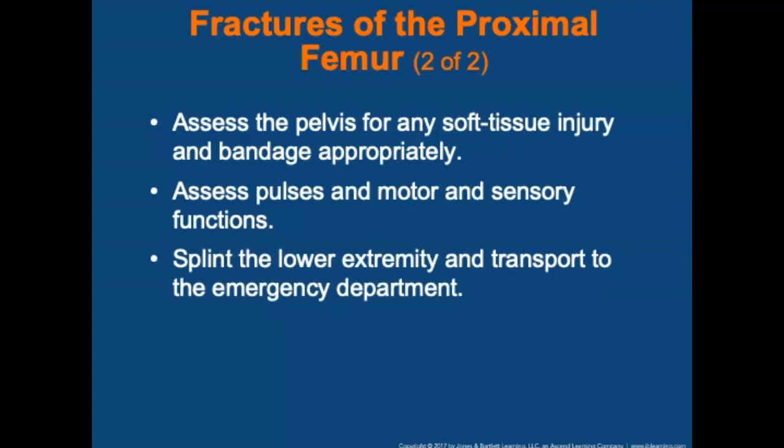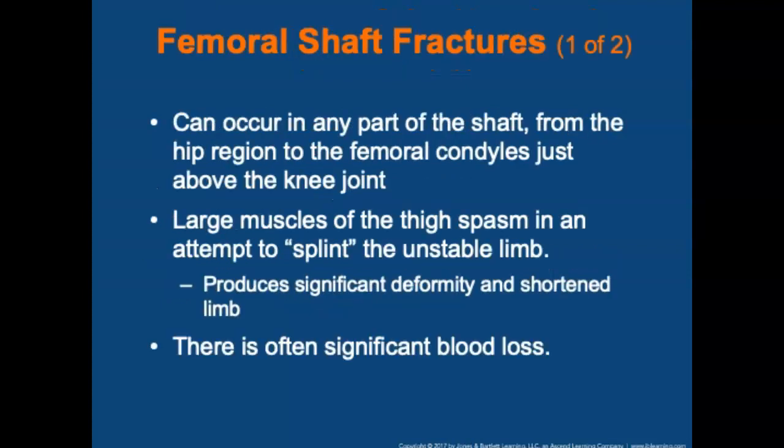So assess the pelvis for any soft tissue injury and bandage. Assess pulses, motor, and sensation, looking for signs of vascular and nerve damage. Splint the lower extremity and transport to the emergency department. All patients with a hip fracture may lose significant amounts of blood, so you should treat with high flow O2 and be alert for signs of shock.